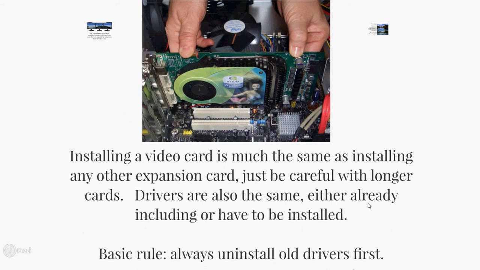Installing a video card is much the same as installing any other expansion card. Just be careful with the longer cards that they A, fit in the case, B, don't pull cables loose as you get them in, and other things like that. So just be careful. Drivers are also the same, either already included or they have to be installed. Basic rule is always uninstall old drivers first before you install a new card.